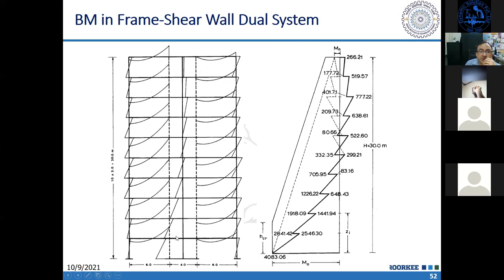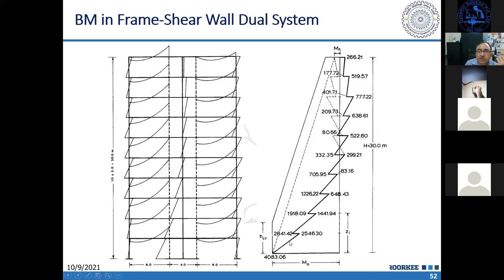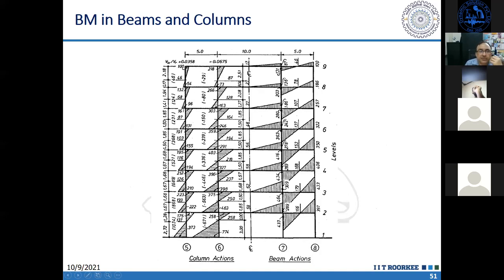Like here, what is happening in each story, the bending moment is changing the direction, positive to negative in all the columns in every story. So that is the difference between a shear wall and a column. If you are designing a column, then the column needs to be provided with special confining reinforcement at each story, at top and bottom, because there is a possibility of plastic hinge here and here.